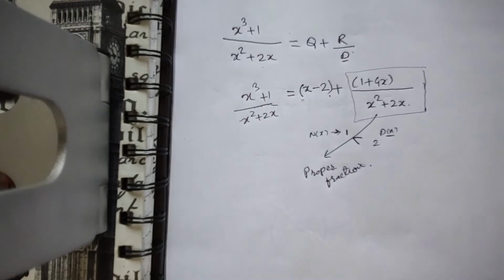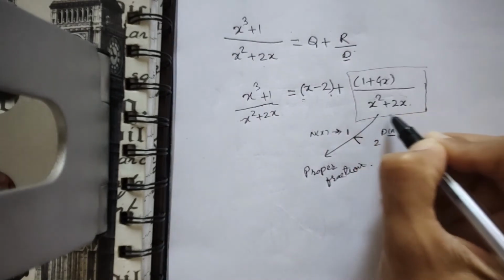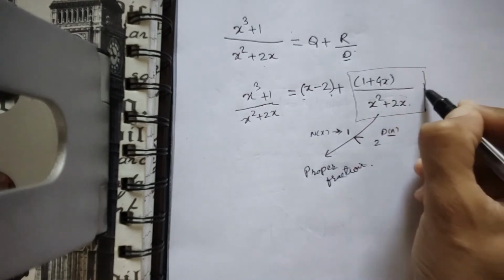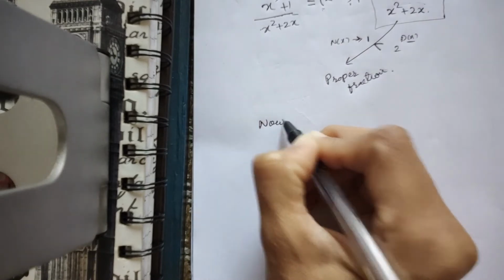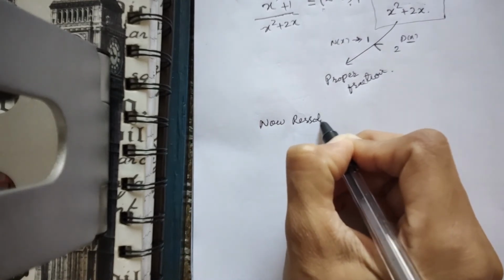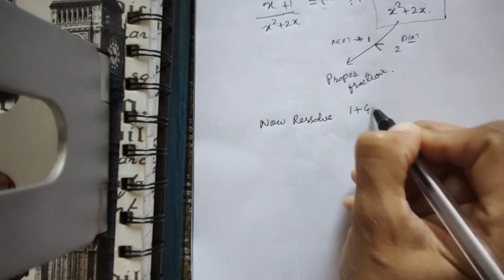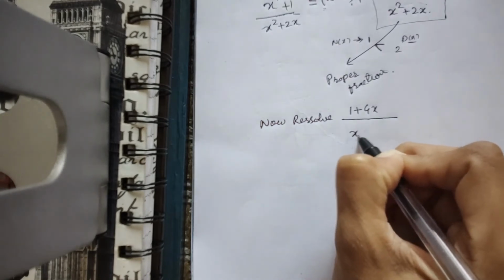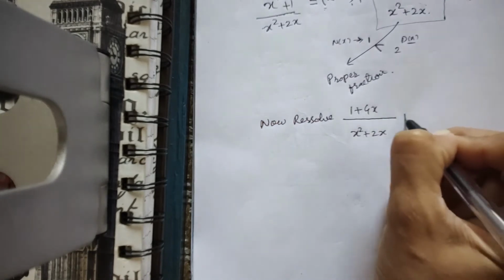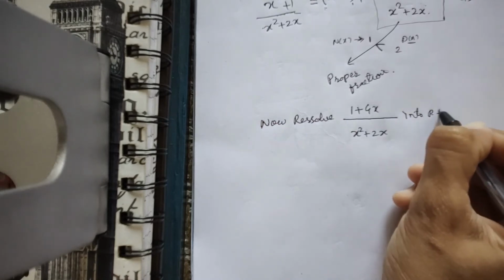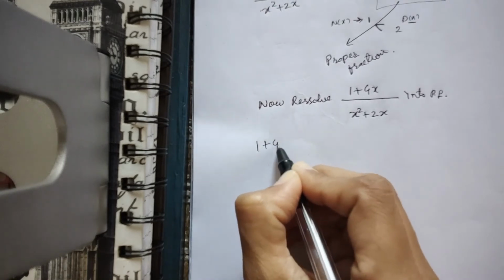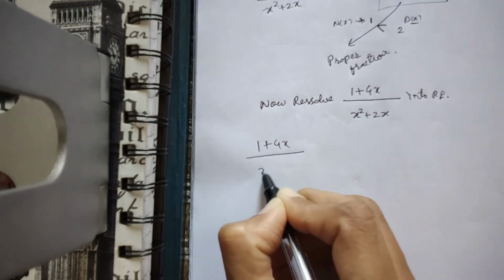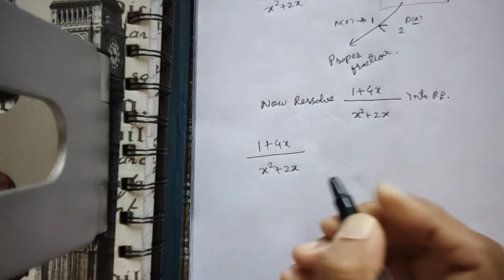So now use case 1, 2 or 3, whatever is applicable, to resolve this into partial fractions. So I am going to get equation 1. Now resolve (1 + 4x) upon (x² + 2x) into partial fractions.